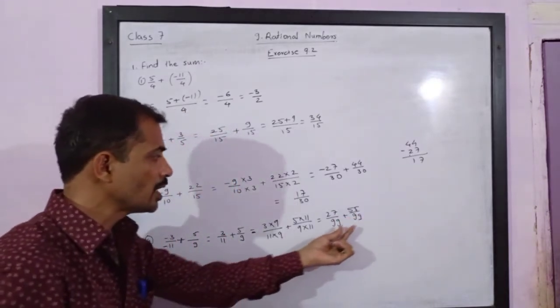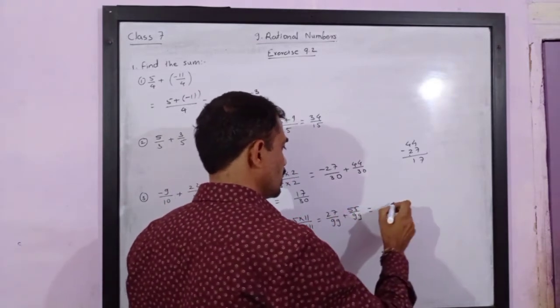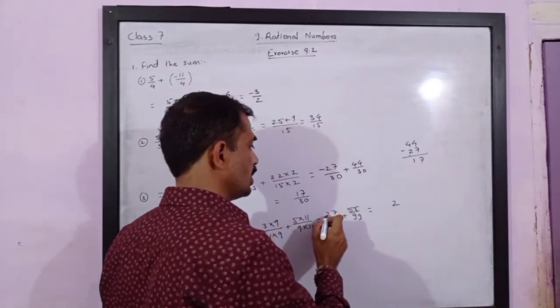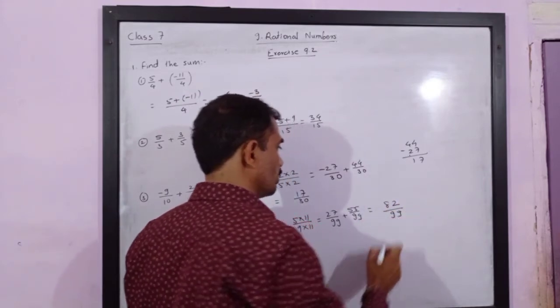Please note, denominators are same now. We can add the numerators. The answer is 5 plus 7 is 12, 1 carries, we will get 82 upon 99.